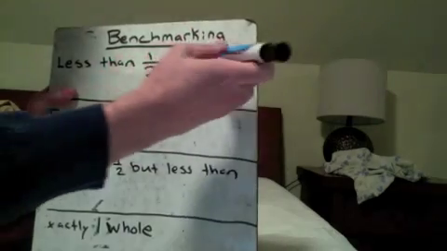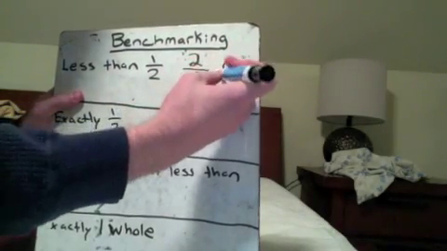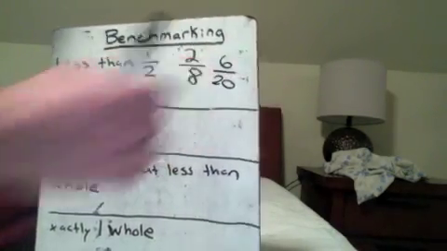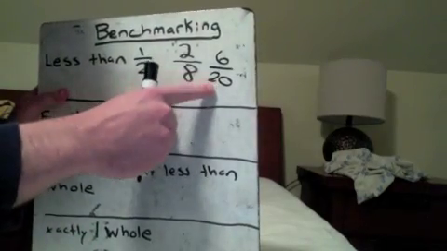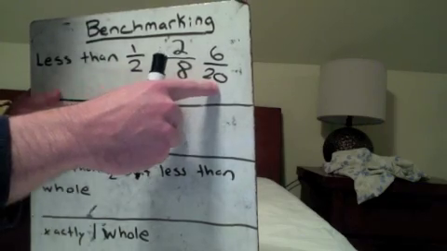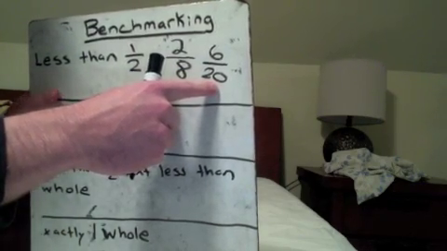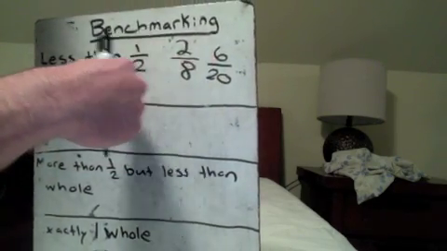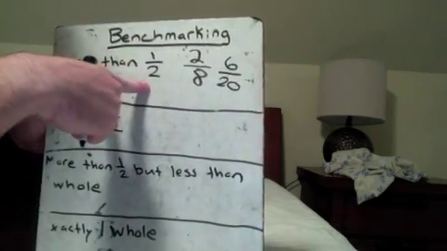Another example might be 6/20. If you have a brownie pan cut into 20 pieces and you only have 6 of the pieces, half of a pan of 20 would be 10. You only have 6. So you have less than half of the pan.